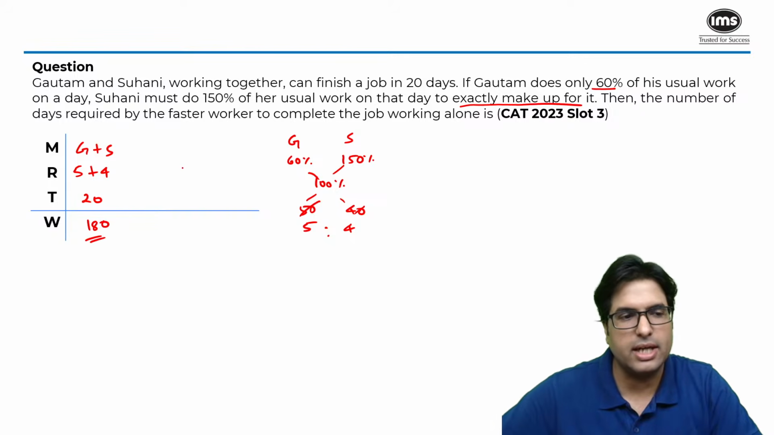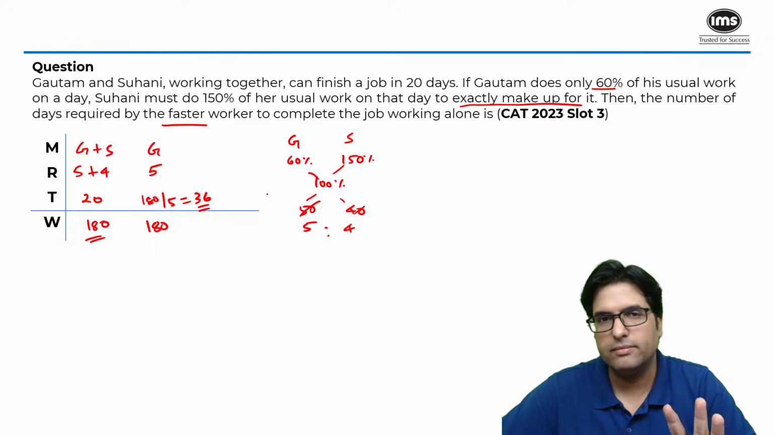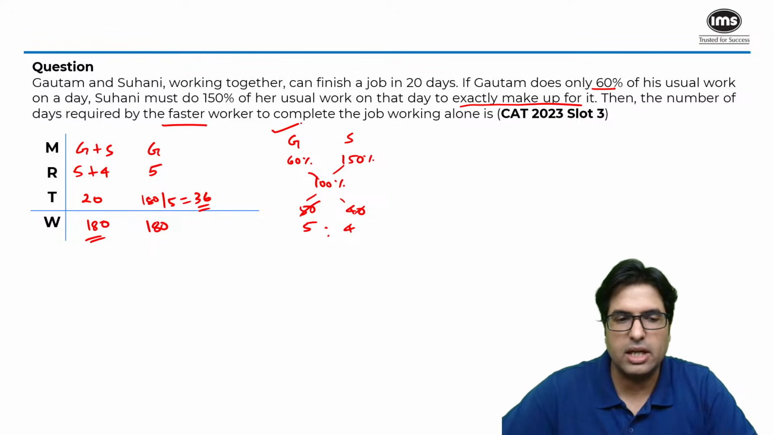Now the question is asking the number of days required by the faster. Faster is Gautam, 5 is the efficiency, 180 is the work, 180 divided by 5, 36 days will be the time taken by him working alone. Question done. A super fantastic approach using allegations. Now moving ahead, this was a relatively easier question.